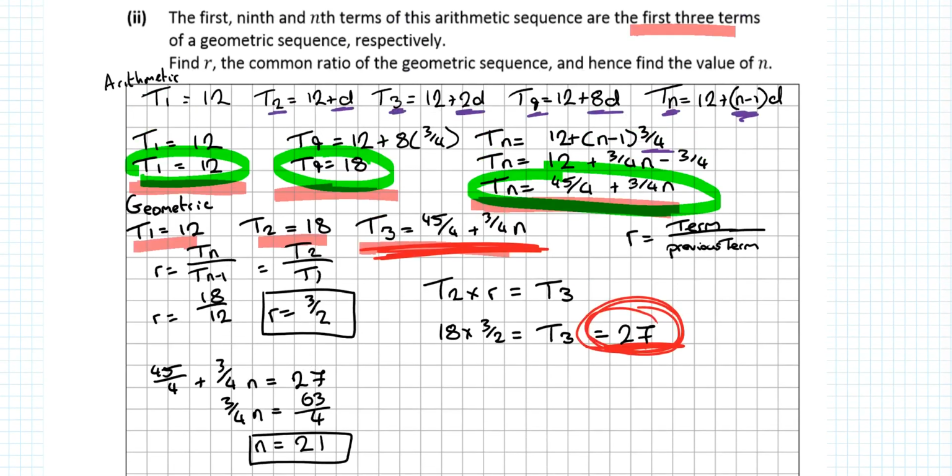So in setting 27 equal to 45 over 4 plus 3 over 4 n, which I just built down to here, I'm able to go and find n. Subtract 45 over 4 from both sides, multiply both sides by 4, divide both sides by 3, and we're getting n is equal to 21.